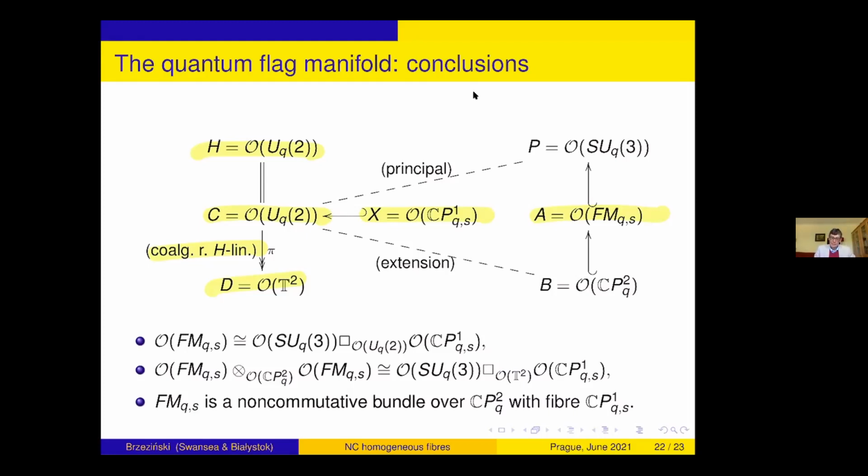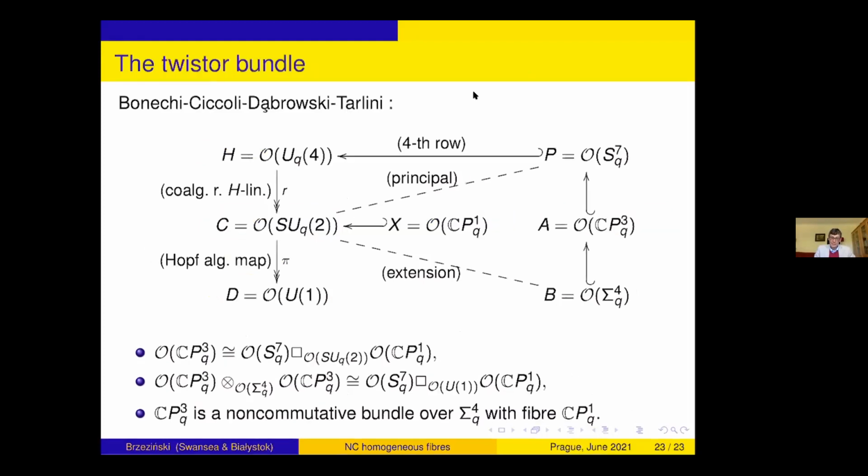So let me say a couple of sentences and show you the diagram, the last slide, of the other example, the twistor bundle. That's an example in which there is a separation between H and C. So what happens here? H is UQ4, so now these are 4x4 matrices in which we can embed the quantum 7-sphere, in our conventions, by taking the 4th row of this matrix.